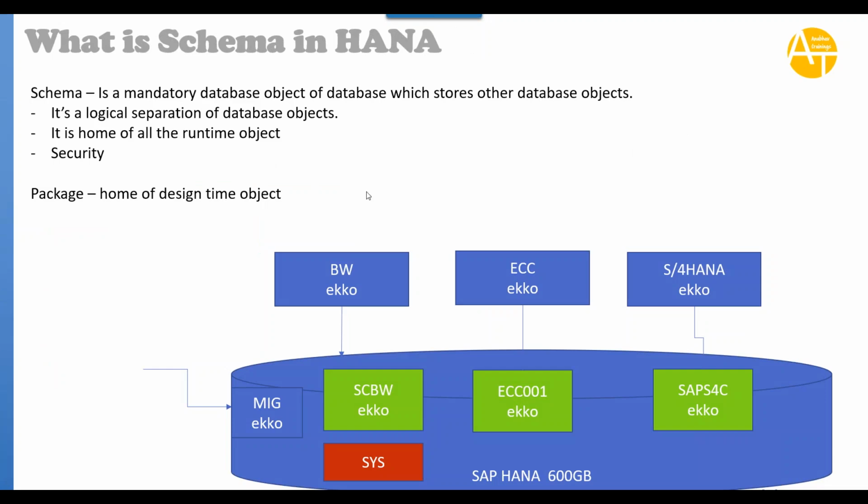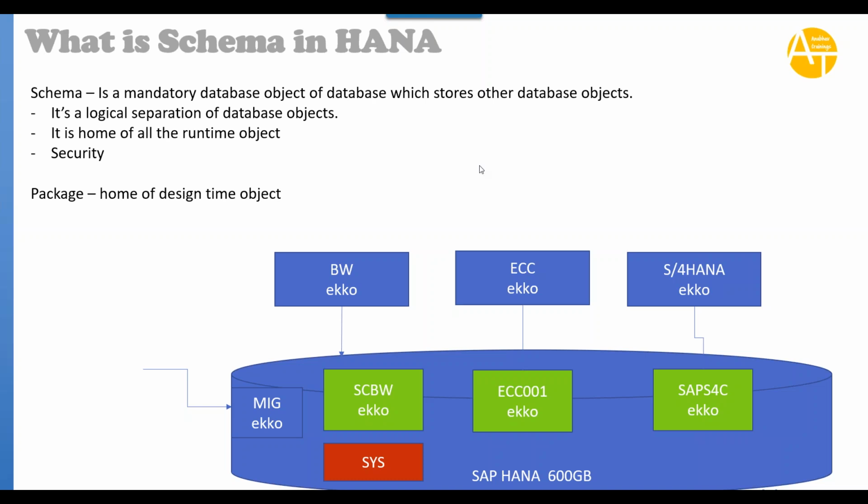The first concept is called schema. What is schema? Schema is a mandatory database object, and this database object is used to store other database objects. So it's a compartment. Like if you open your cupboard in your house, you see there is one section where you keep all your trousers. There is another section where you store all the shirts and t-shirts. There is another section where you store ties and nose pins and socks, accessories. So like this, in an SAP system we have HANA, and HANA is composed of multiple compartments.